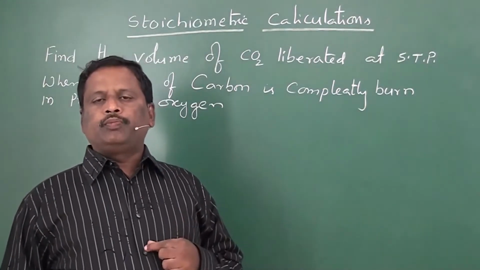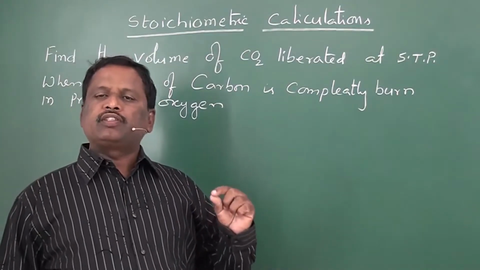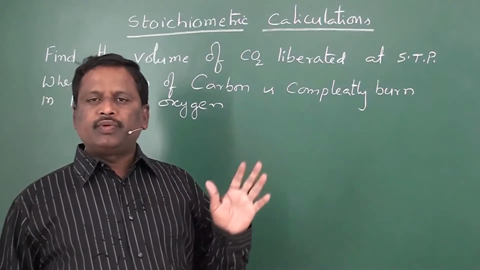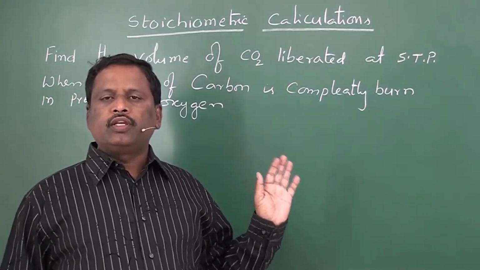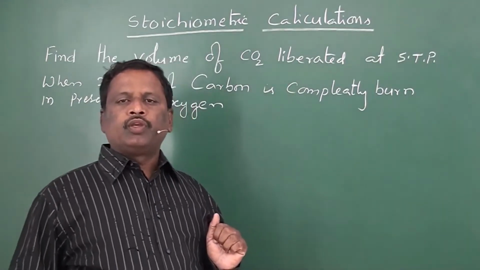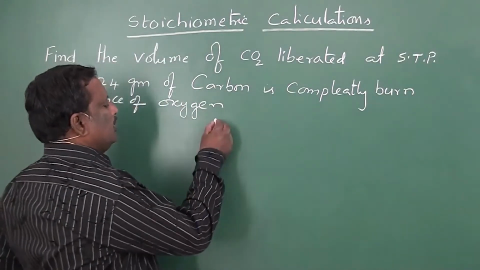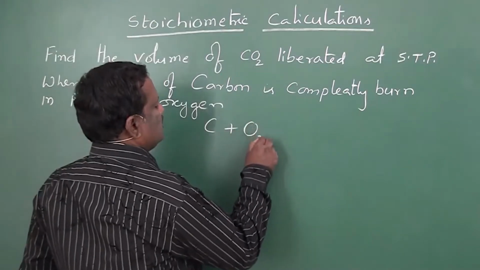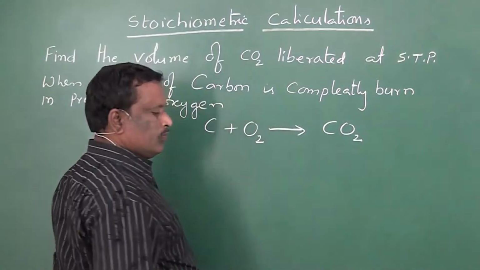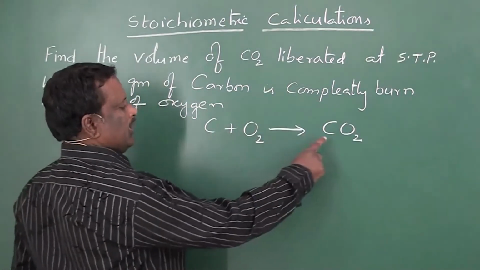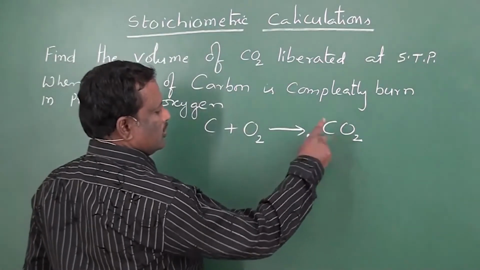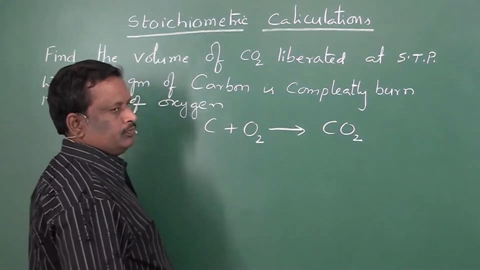Now in the present problem, carbon was burned in presence of oxygen to give carbon dioxide. So the first step we have to do is to write a chemical equation for the above said problem. So carbon was burned in presence of oxygen to give CO2. 1 carbon reactant side, 1 carbon in product side, 2 oxygens in reactant side, 2 oxygens in product side. So the equation was balanced.